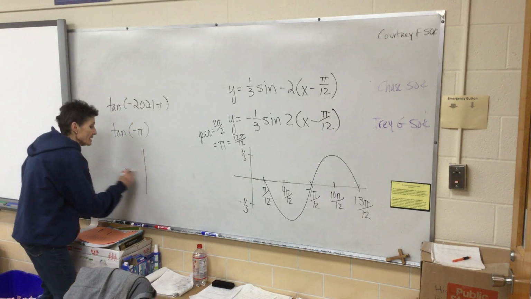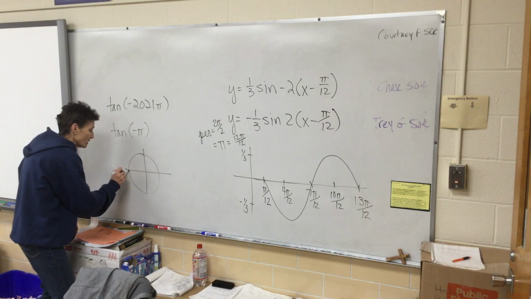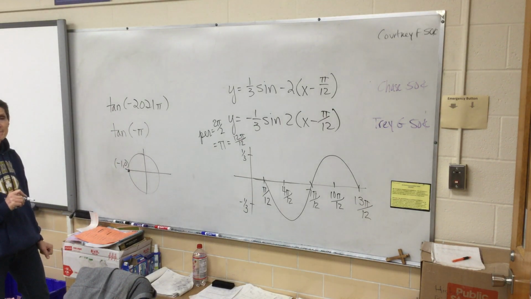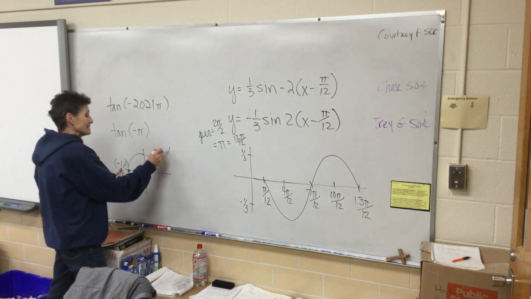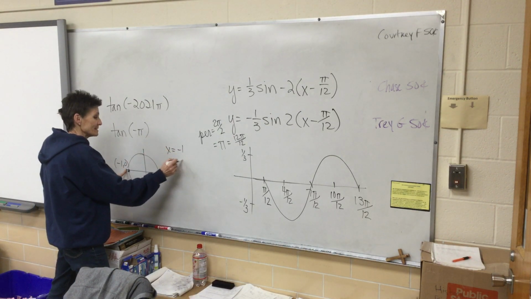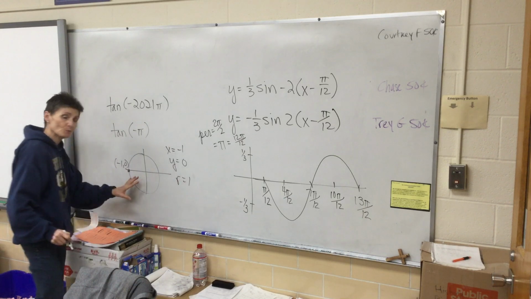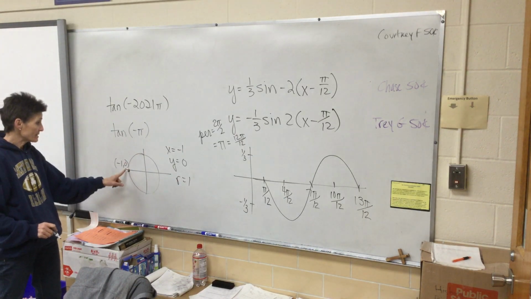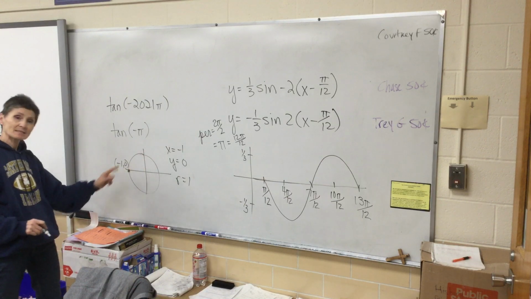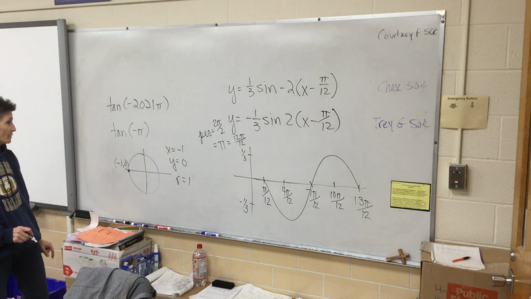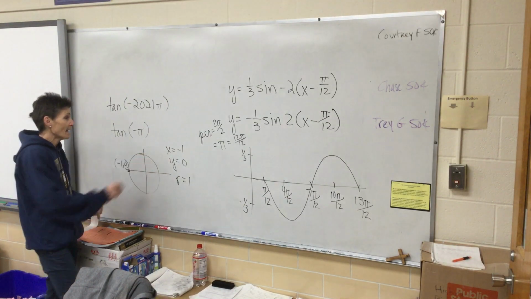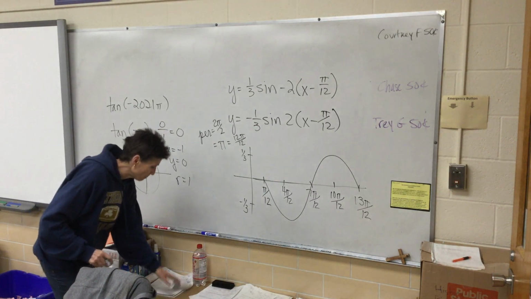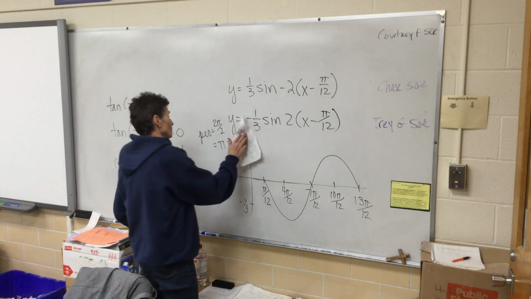So I know that negative pi is right here on my unit circle. I know that x is negative 1, y is 0, and r is 1. I'm in the unit circle, so my radius is 1. This is negative pi. It also happens to be positive pi. Tangent is y over x. So the answer to the problem is 0.